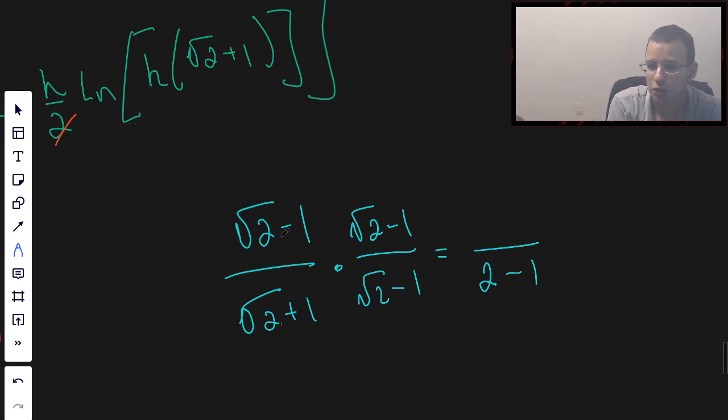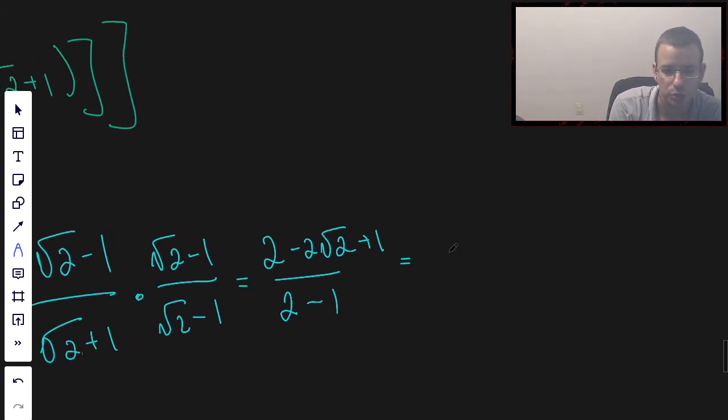Similar to a difference of squares. So square root of 2 times square root of 2 is 2. Square root of 2 times negative 1, so it'll be negative 2 times the square root of 2, because negative 1 times square root of 2, we'll do that twice. And then plus 1 because negative 1 times negative 1. The denominator, 2 minus 1, is 1, so I'm not going to worry about it. 2 plus 1 is 3, so 3 minus 2 square root of 2.